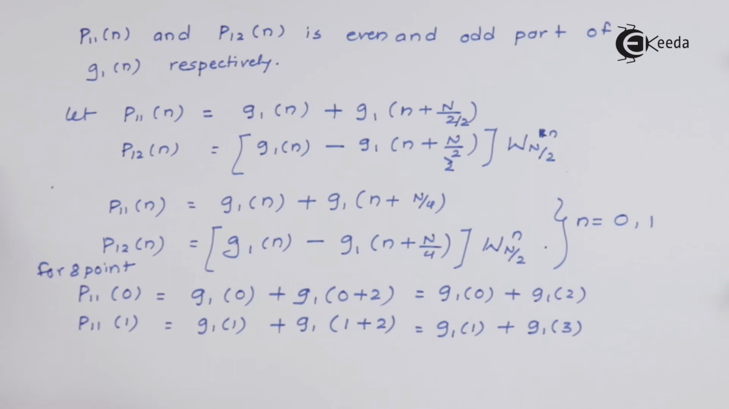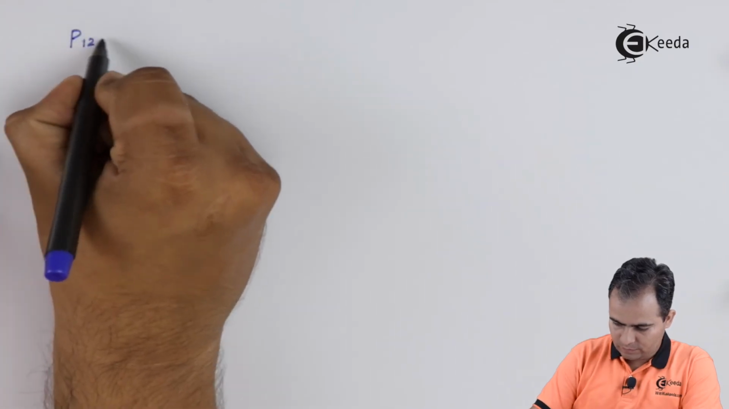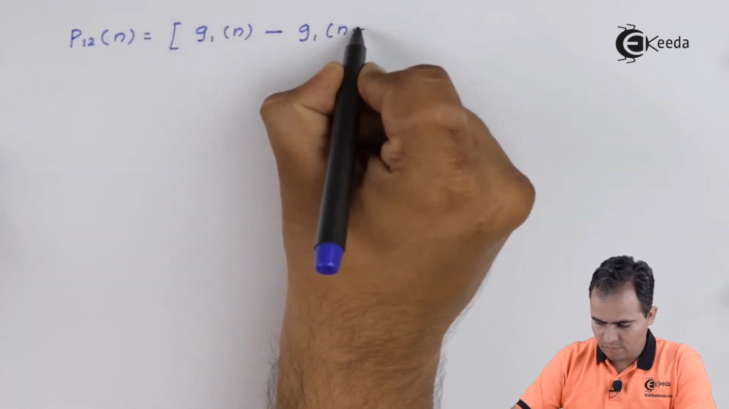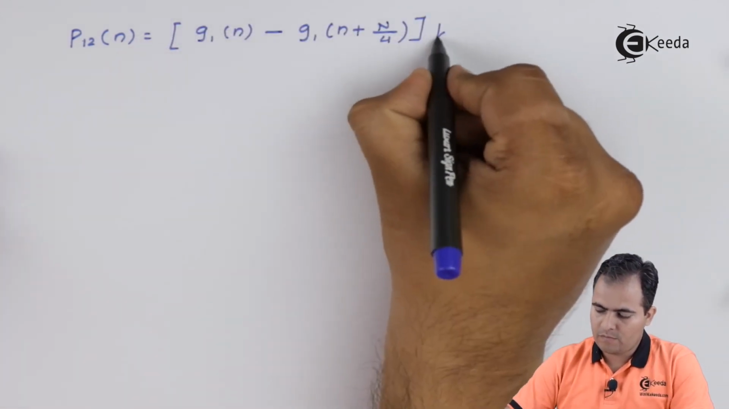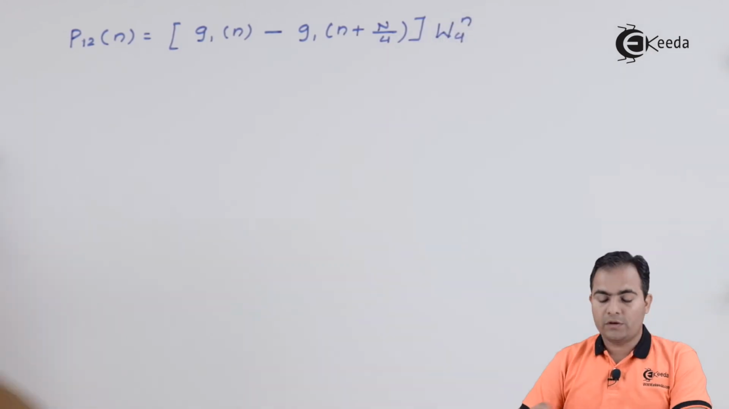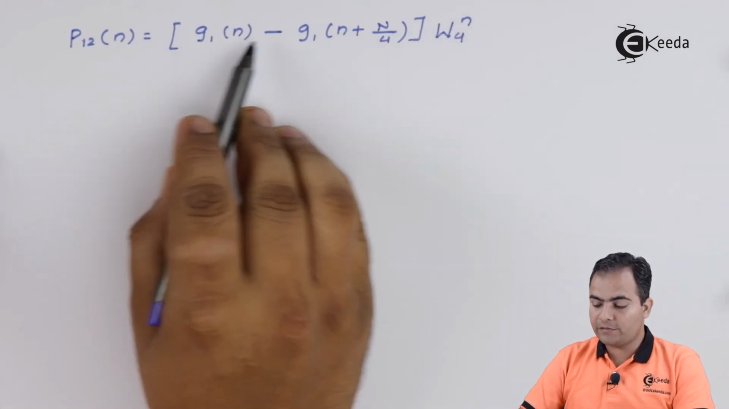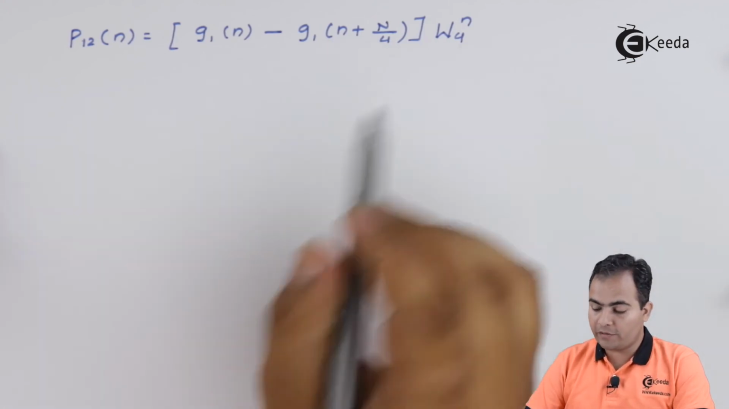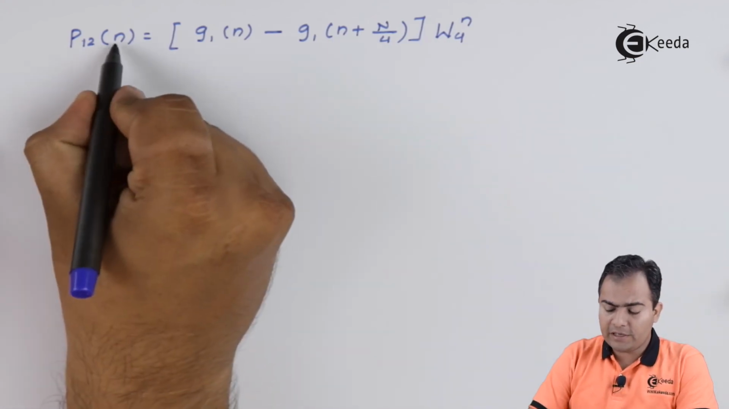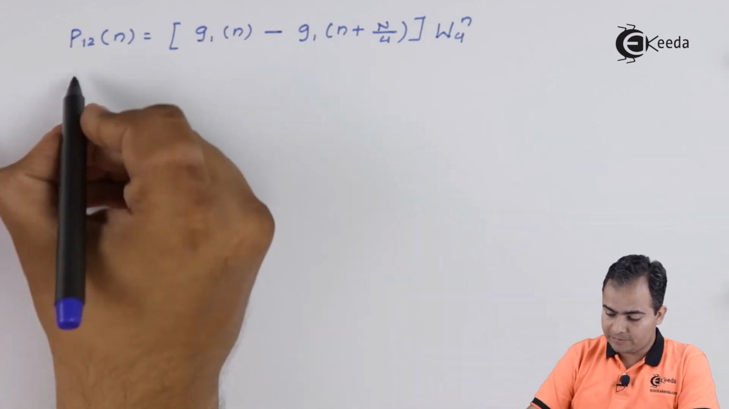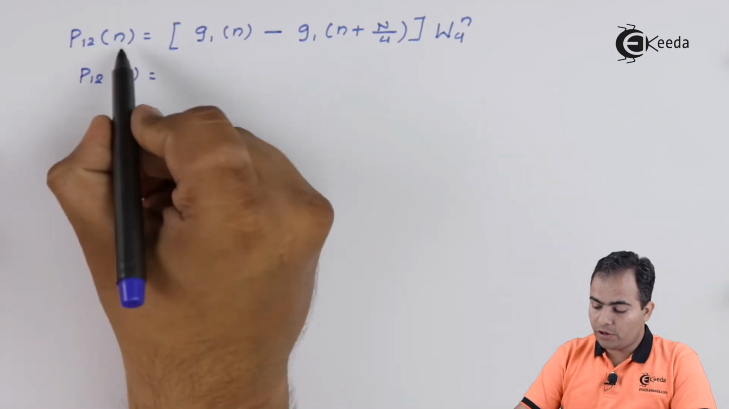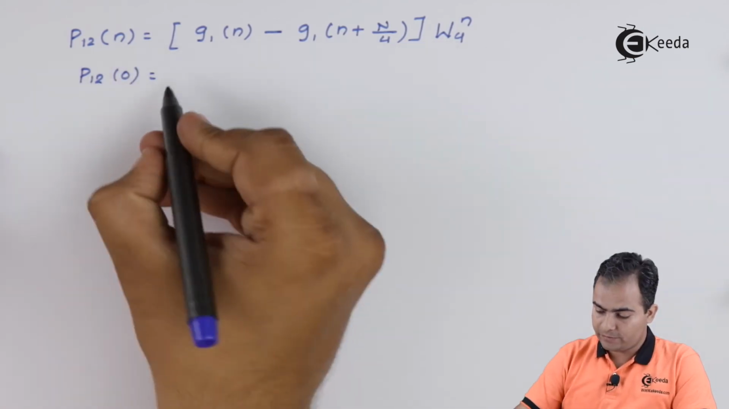Now we will calculate the p12, that is the odd part of g1 of n. Now my p12 equation is g1 of n minus g1 of n plus n by 4, into the whole bracket, multiplied by omega 4 to the n. So here I will substitute n equals 0 and n equals 1 in the equation. First of all, I will substitute n equals 0, so all n will be replaced by 0.